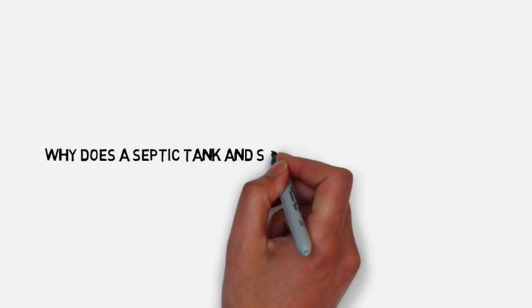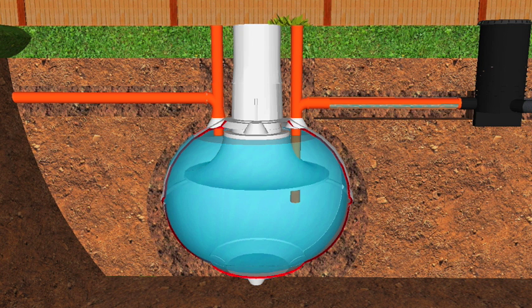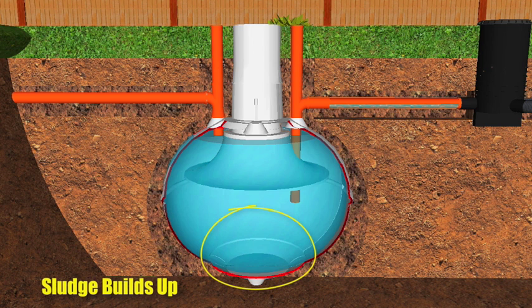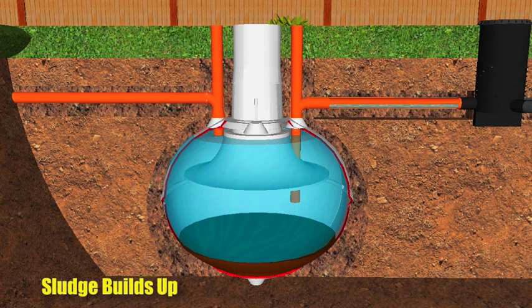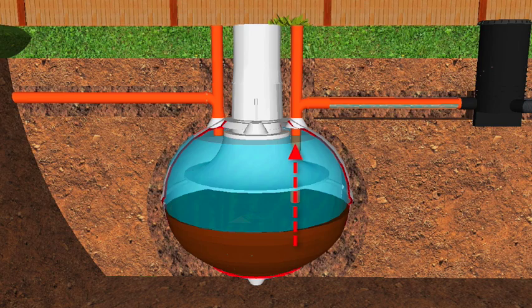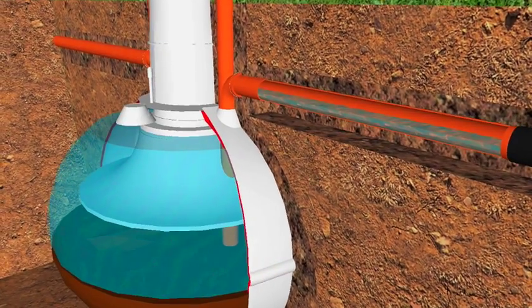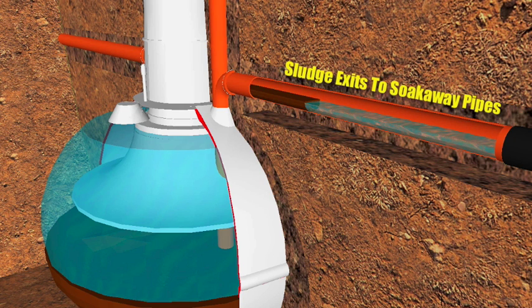So now we're going to look at why a septic tank and soakaway develop problems. The main problem is sludge. Sludge builds up at the bottom of the tank and over time it slowly rises, making its way up the septic tank. In time, this sludge starts to make its way up the outlet pipe. Once it does, it leaves the septic tank and makes its way through the pipes that lead to the soakaway, blocking those pipes up as it goes.